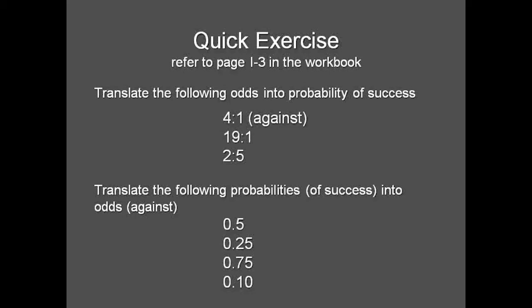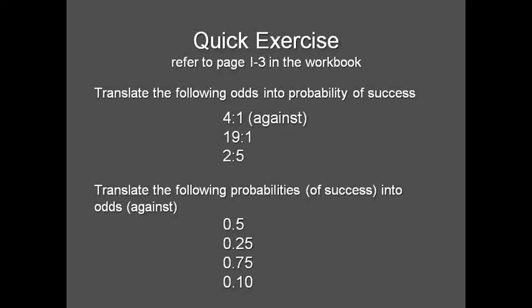What about the reverse? Translate the following probabilities of success into odds against. Well, if the probability of success is 0.5, then there's an even chance of winning. So there's 1 chance of winning for every 1 chance of losing, right? So that would be 1-to-1 odds. Those are even odds. A 25% probability of success, that's 1 chance of winning out of 4. So there's 3 chances to lose, 1 chance to win. That's 3-to-1 odds against.